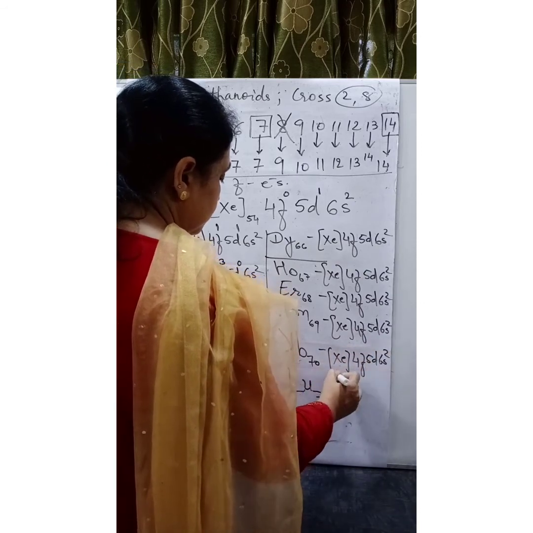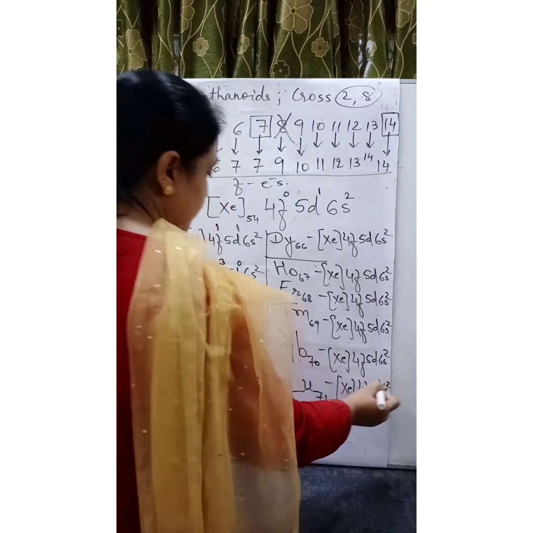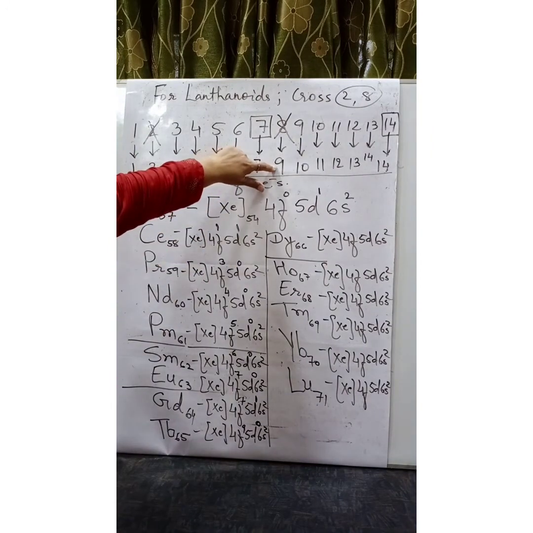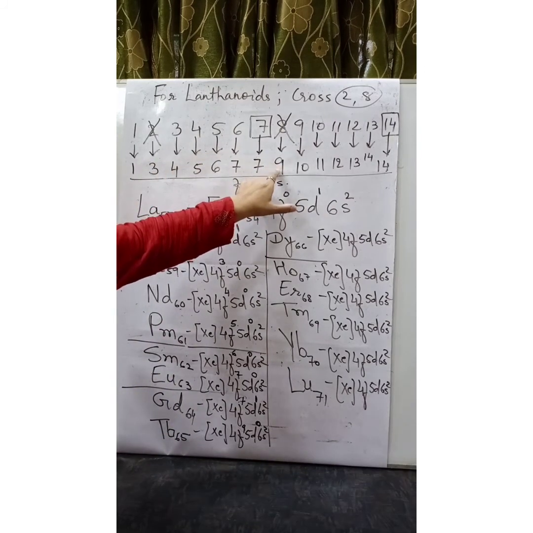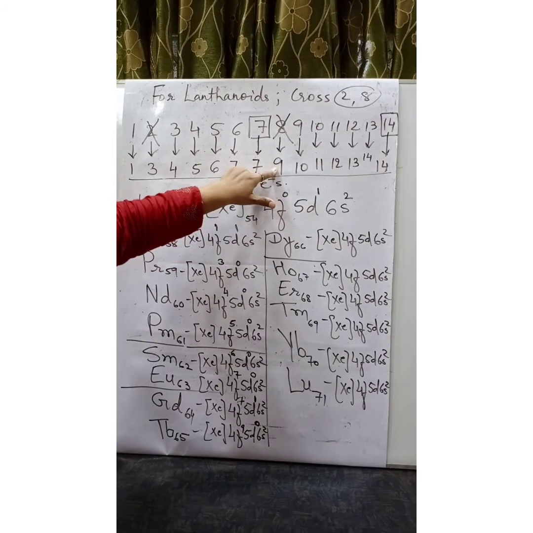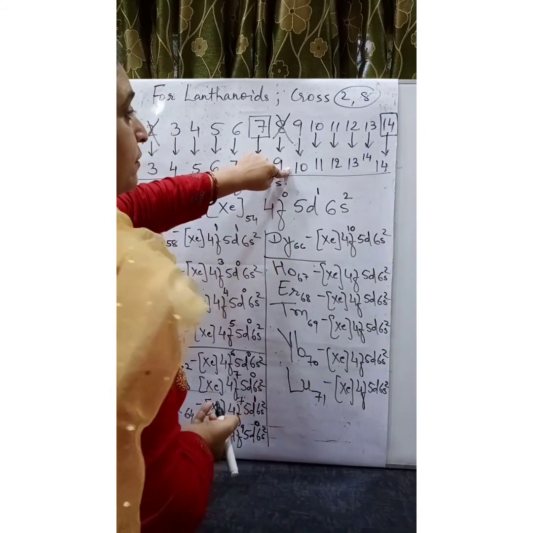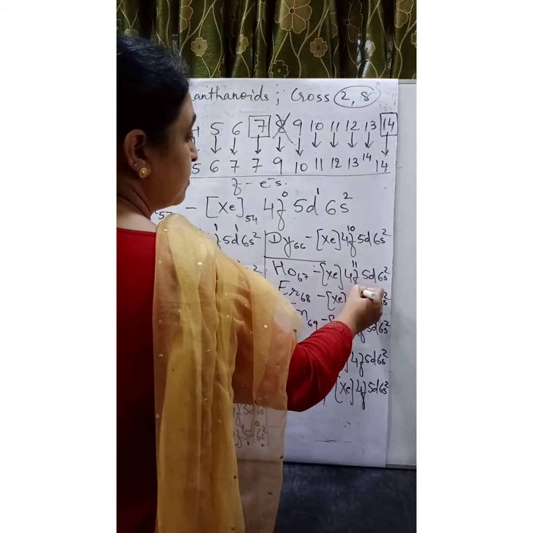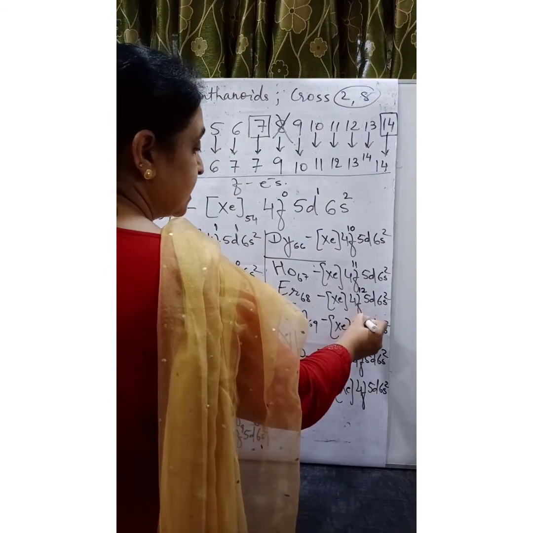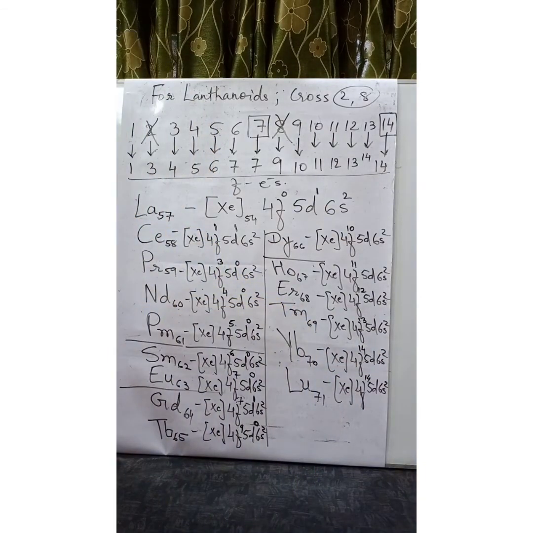Xenon 4f, 5d, 6s2. Let us work out. So till 9 we have already arranged, 1, 2, 3, 4, 5, 6, 7, 8. Till here, the 8th element we have arranged. Now from the 9th element, 10 is the number of electrons in 4f. 11 is the number of electrons here. 12 is the number of electrons. 13 is the number of electrons. 14 is the number of electrons, and 14 is the number of electrons here.